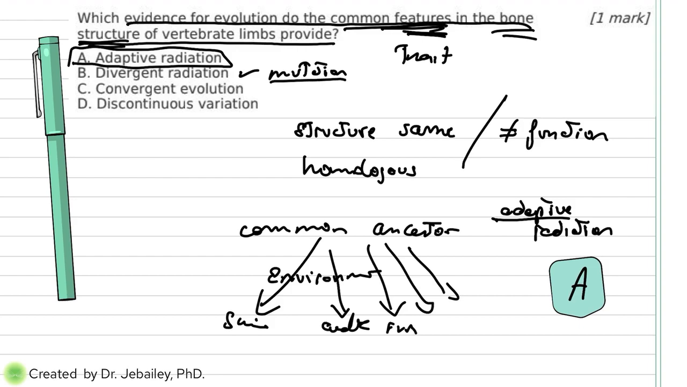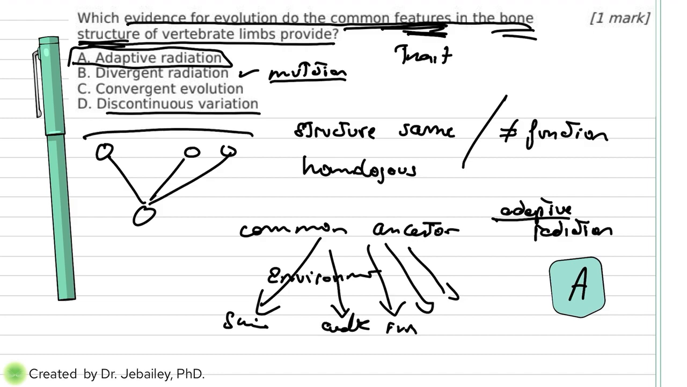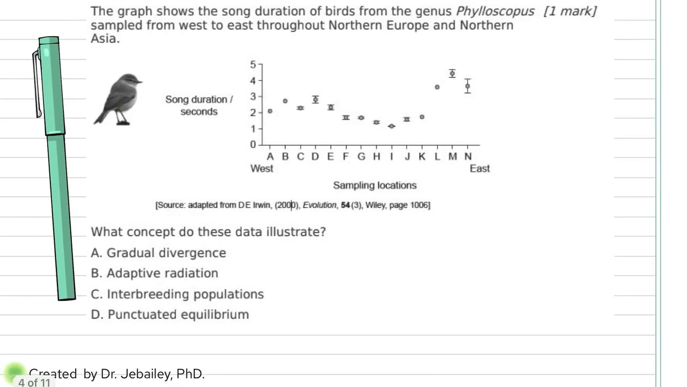Convergence would have been the opposite. It would have been that many species come together to become one species. And this continuous variation would be the same thing as this, where many species become one species. So the only answer is A. Remember that adaptive and divergence, one difference is mutation for divergent, and adaptive has to do more with the environment changing the scenario for them. So moving on to the next question here.